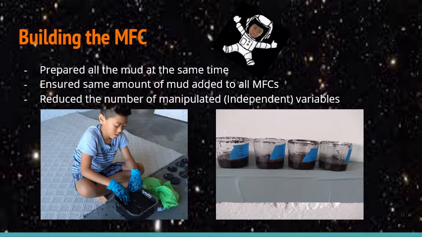When building the MFCs, I prepared the mud for all units at the same time. This reduced the number of manipulated or independent variables. If I had prepared the mud separately, the volume of water added into the mud might be different. I also made sure that I added the same amount of mud to each MFC. In the picture, you can see that all the mud is at the same level.